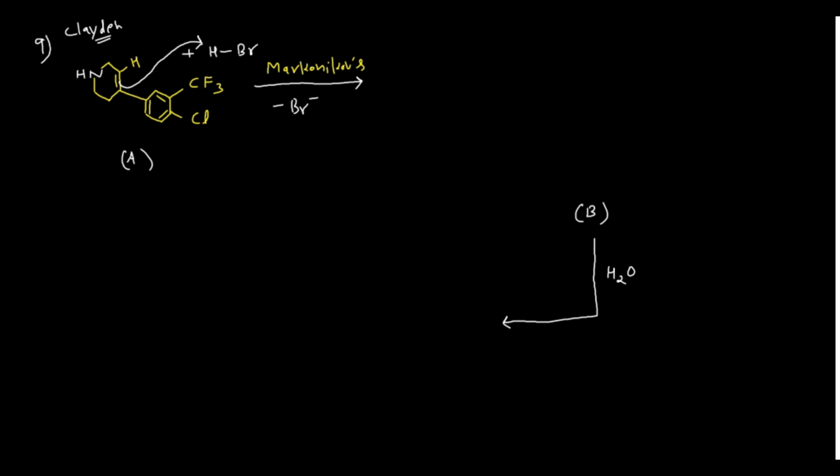So what you will end up with is this species. NH, I am writing. Okay, so this is H, this is another H, and now this is your system, which is this one. Of course CF3 is here and Cl is here. Now this is a carbocation, electron deficient in nature. When it is electron deficient in nature, what will happen? This Br can add here.